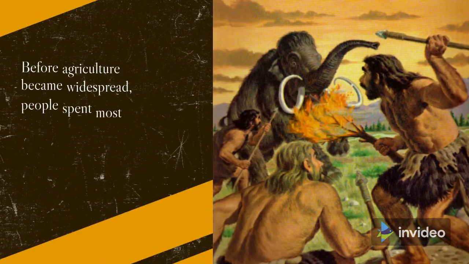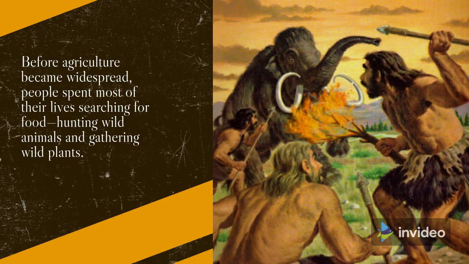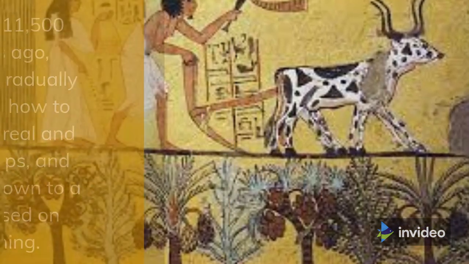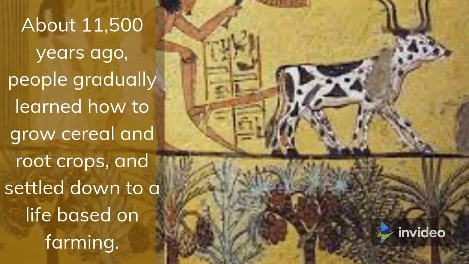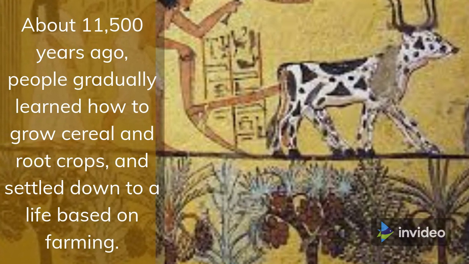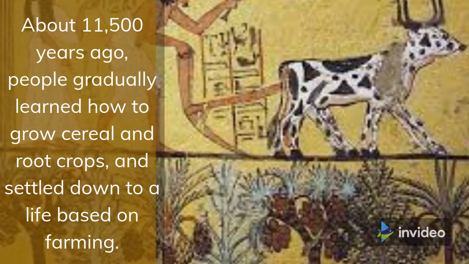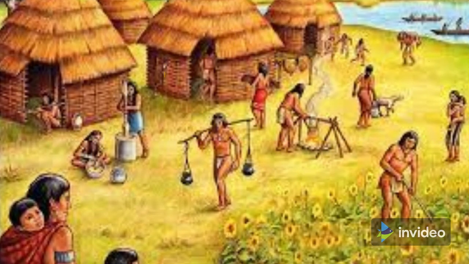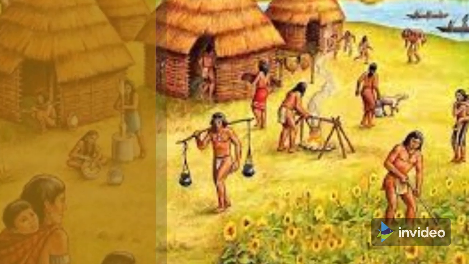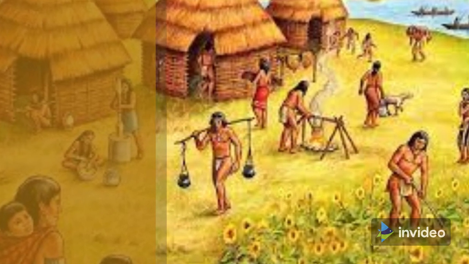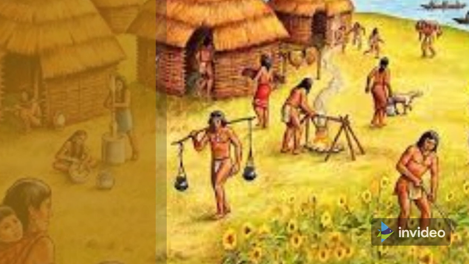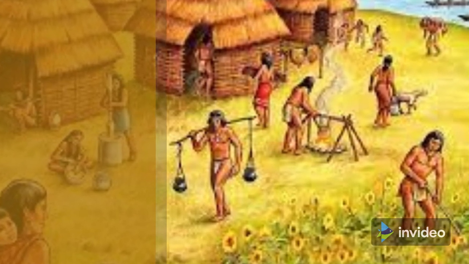Before agriculture became widespread, people spent most of their lives searching for food, hunting wild animals and gathering wild plants. About 11,500 years ago, people gradually learned how to grow cereal and root crops, and settled down to a life based on farming. By 2,000 years ago, much of the Earth's population had become dependent on agriculture. Scholars are not sure why this shift to farming took place, but it may have occurred because of climate change.